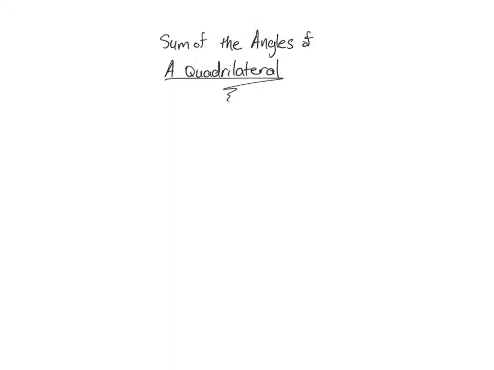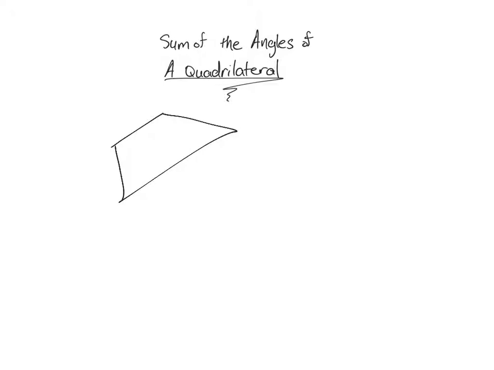Hi, in this video we'll be focusing on the sum of the measures of the angles of a quadrilateral. And just a quick reminder, a quadrilateral is a four-sided closed shape. So for example, I'll just throw one up on the board real quick. A quadrilateral, oh that's terrible, let's try that again. So here we have four sides and it's closed, so that is a quadrilateral.